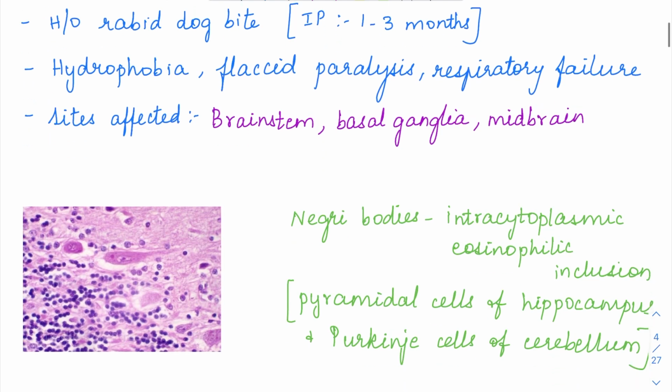So, the most common sites affected here: from the site of infection, that is from the site of bite, the virus will travel upward and it will reach the brain. So, it is going to affect the brainstem, basal ganglia and midbrain, and the most severely affected will be the brainstem. So, most severely affected region in rabies infection will be the brainstem.